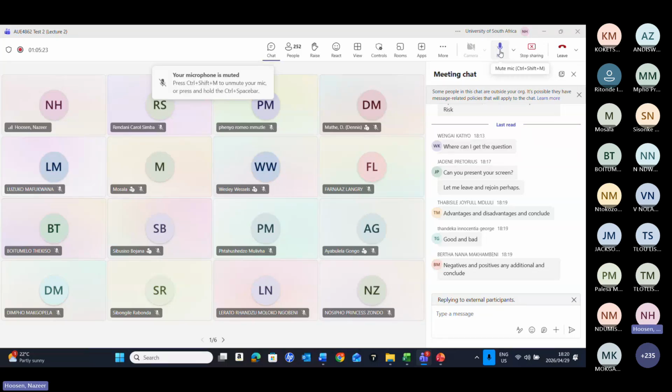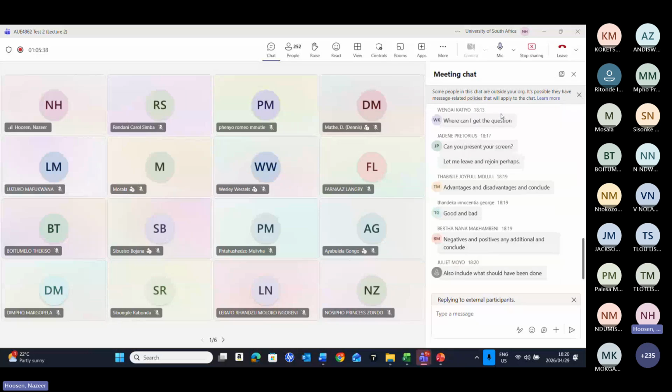That's brilliant. Well done, Masala. I think that's in essence what you would do. I see there are other comments in the chat as well. Tabisile, advantages and disadvantages. Tandiaka, you've indicated the good and the bad. Berta, negatives and positives, any additional, and conclude. Yeah, we always need the conclusions, correct? Juliet, also include what should have been done. Yes, that's important in terms of a critical analysis. That's another fundamental aspect. Also include what should have been done.